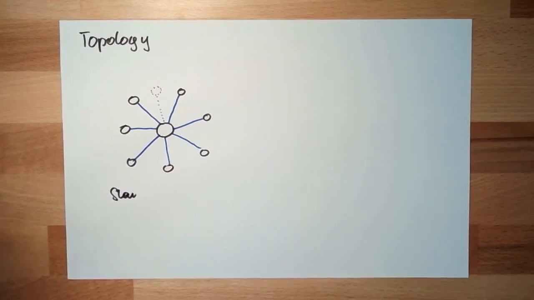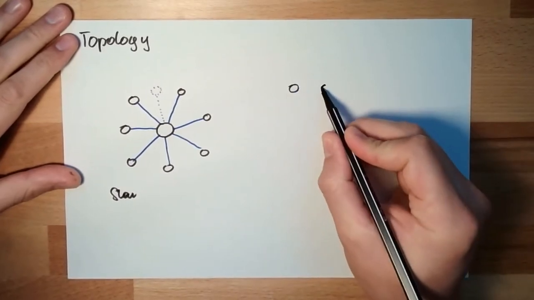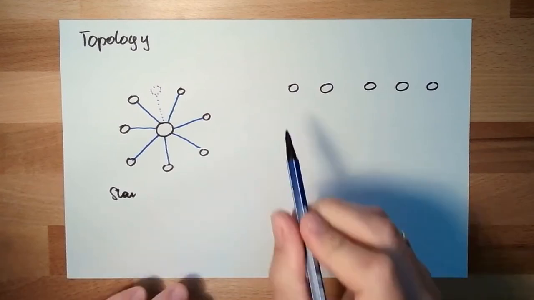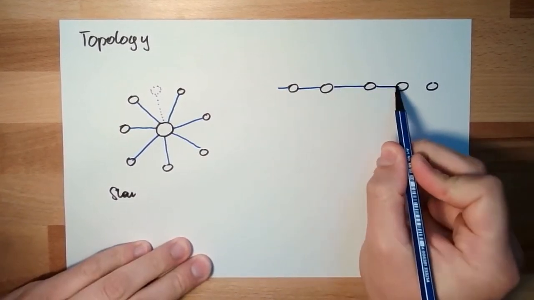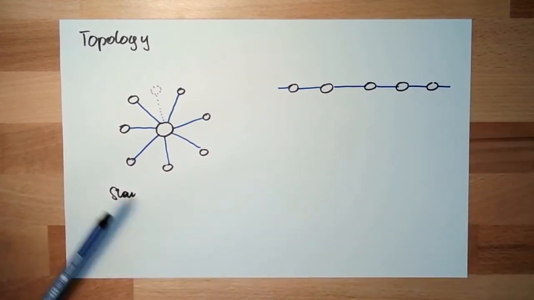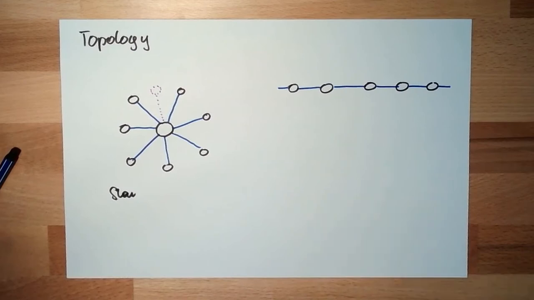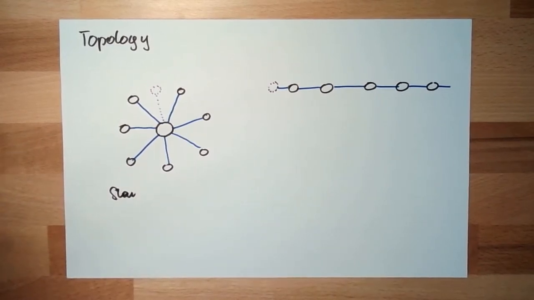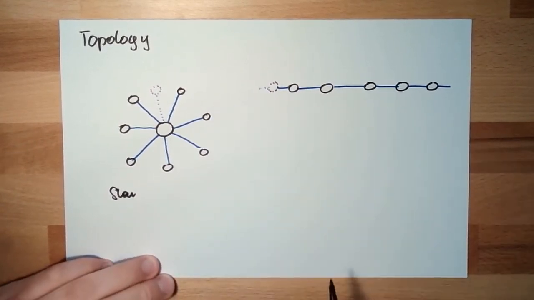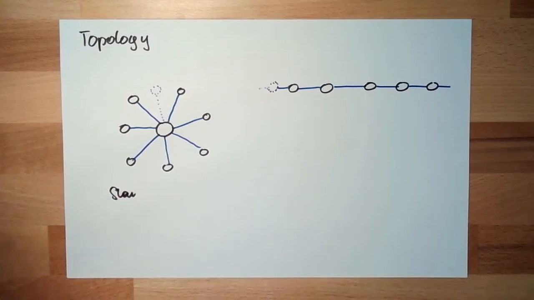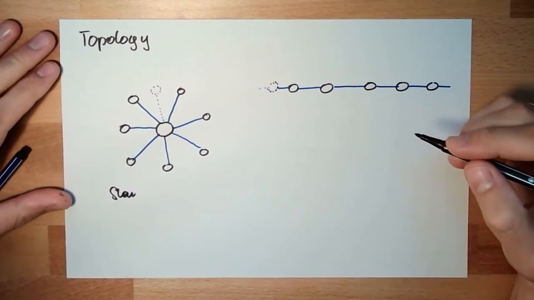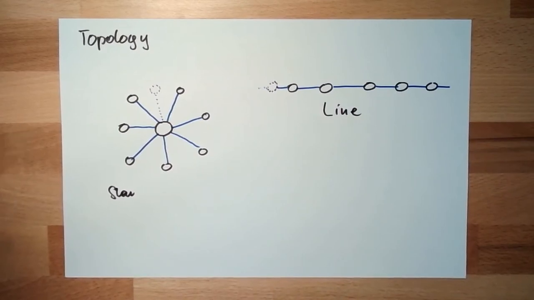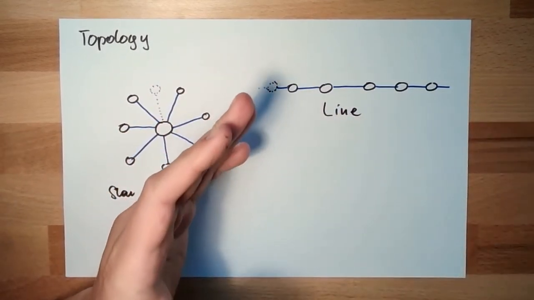Then I could just chain them up. There is the communication line. Big advantage of this, if I want to enter a new node, I just add it. Just add it. It does not really bother the others. Not at all. This thing is called a line. Line structure. This is the line structure. It can be easily extended.